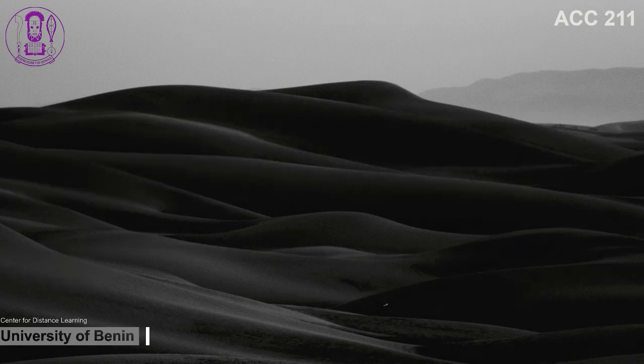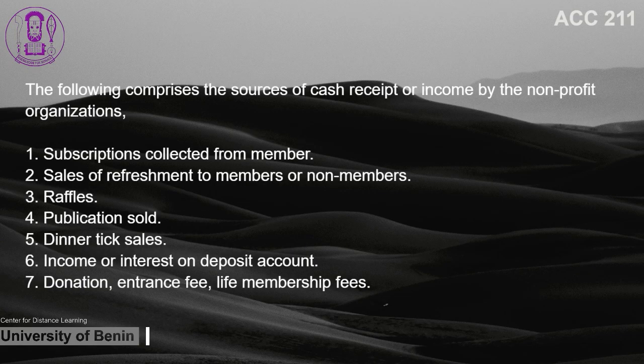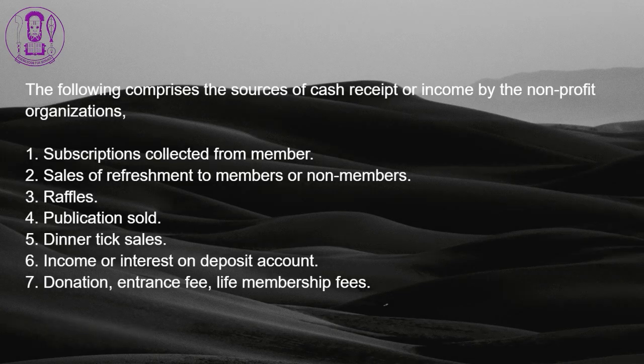The following comprises the sources of cash receipt or income of non-profit organizations. 1. Subscriptions collected from members. 2. Sales of refreshments to members or non-members. 3. Raffles. 4. Publications sold. 5. Dinner ticket sales. 6. Income or interest on a deposit account. 7. Donations, entrance fees, life membership fees.